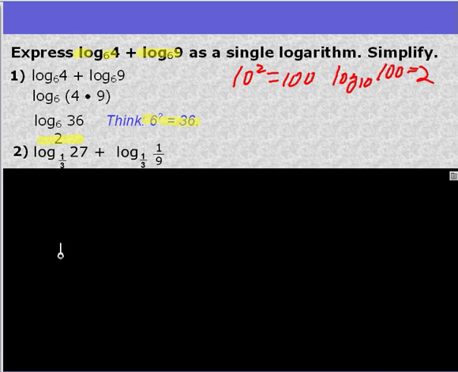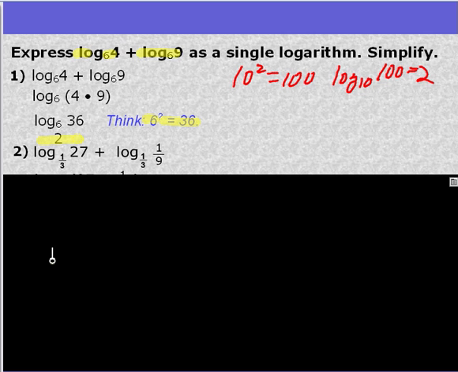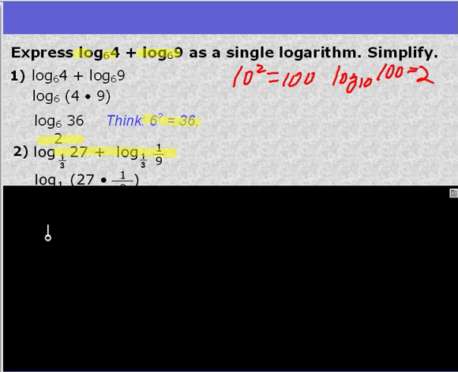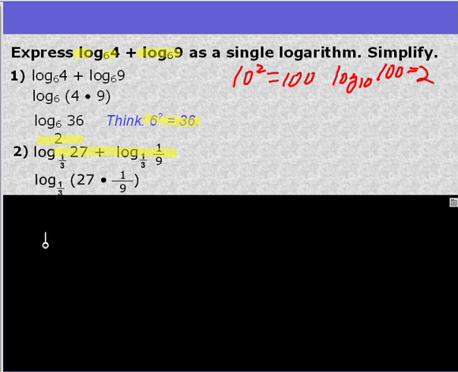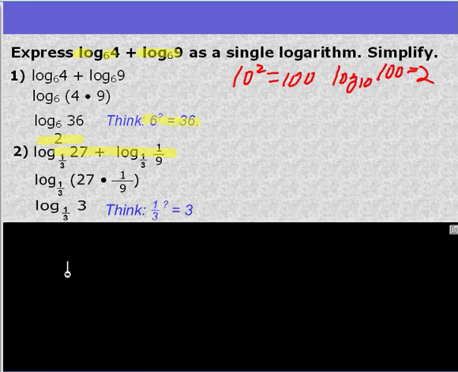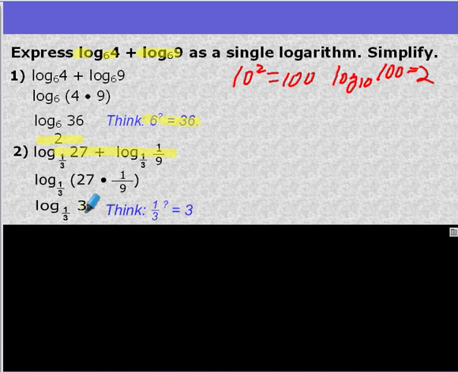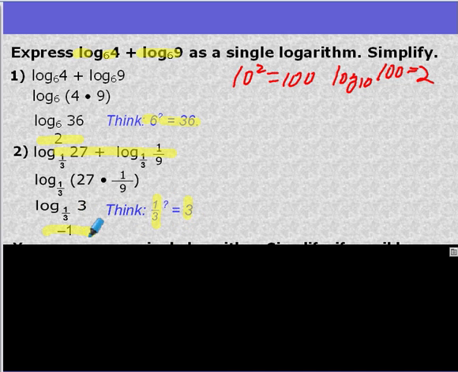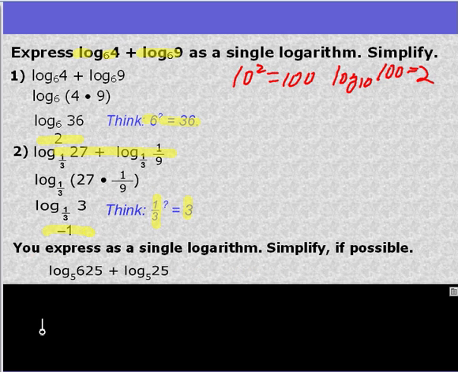All right, second one: log to the base 1/3 of 27 plus log to the base 1/3 of 1/9. We're going to simplify these by combining them into this. 27 times 1/9 is going to be 3. And again, this is 1/3 to some power is 3. And what power would that be? Well, 3 is the reciprocal of 1/3 or vice versa, so it's going to be -1. That's your answer. All right, this would be one for you to try.